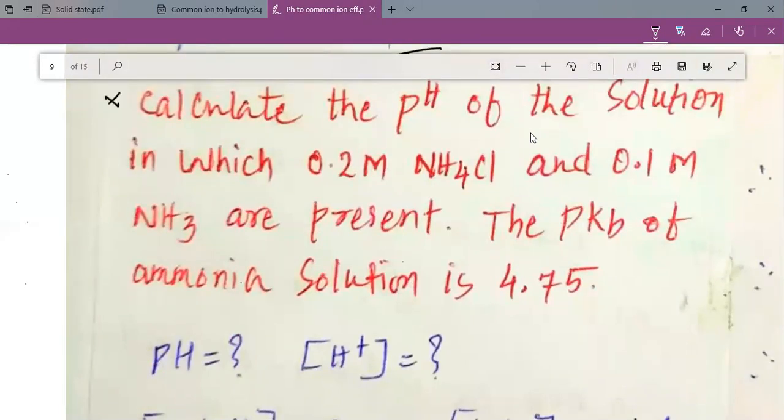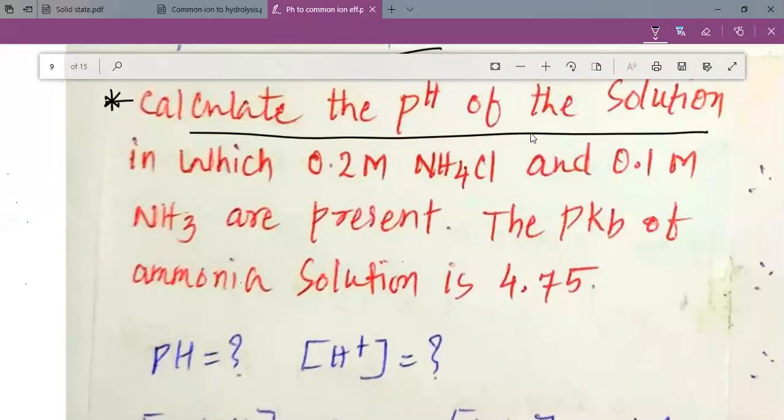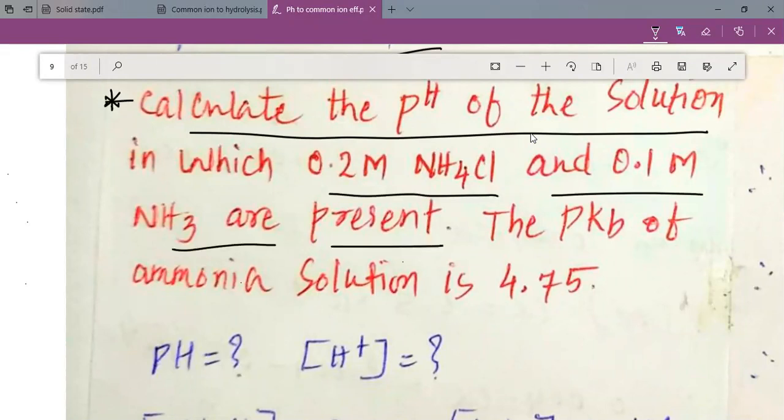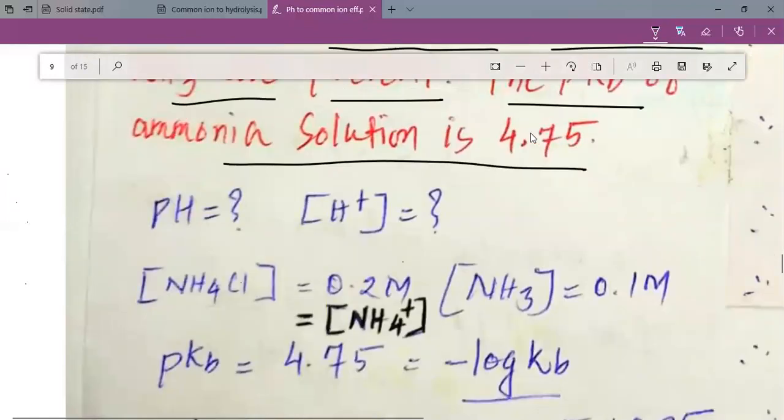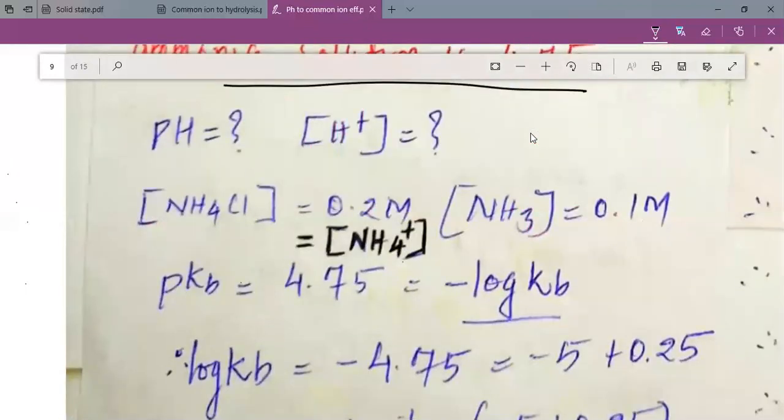Let us solve one more problem, my dear students. Calculate the pH of the solution in which 0.2 molar of NH4Cl and 0.1 molar of NH3 are present. pKb of ammonia solution is 4.75. So you can see that, my dear student, the data given to us is what I have written here. This is what we can understand from the question.